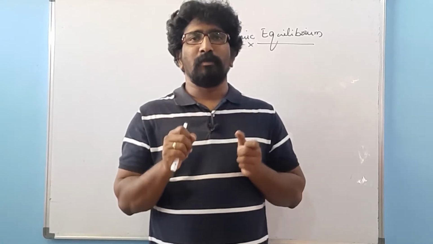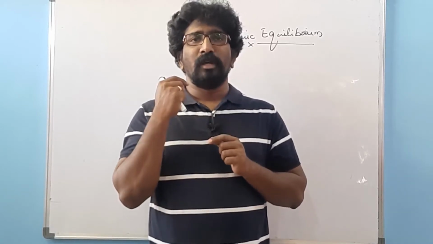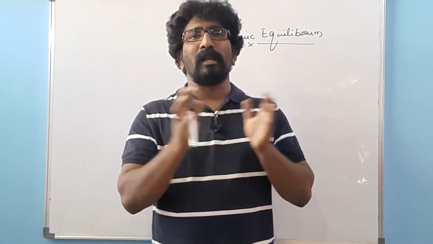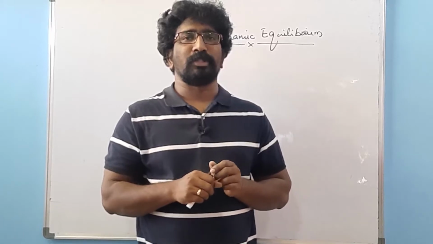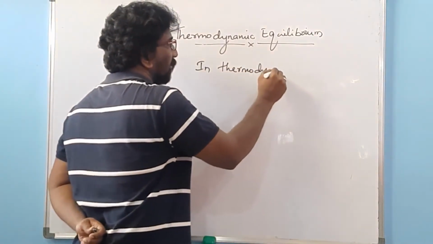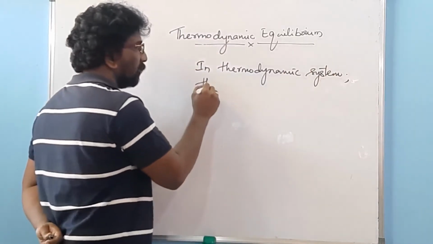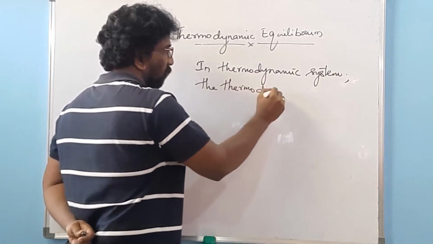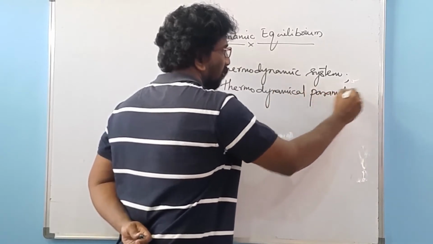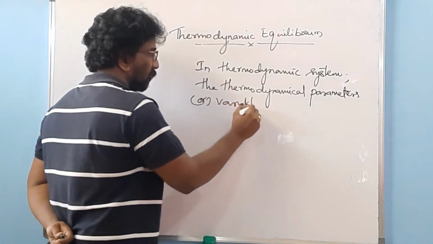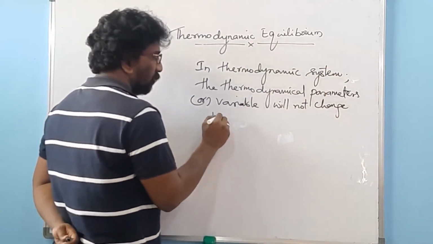thermodynamical equilibrium. In thermodynamical equilibrium, all the thermodynamical variables which specify or define the system will be completely constant. They are not going to change with time. That kind of system we call a thermodynamical system, in which the thermodynamical parameters or variables will not change with respect to time.